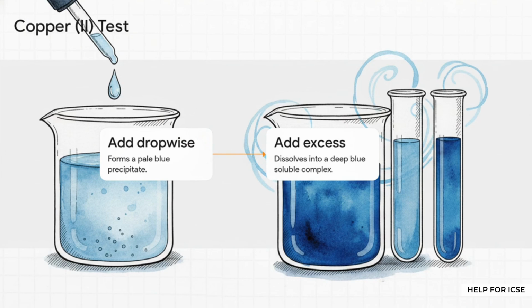But get ready for the dramatic reveal for copper. When you add ammonium hydroxide dropwise, copper forms that familiar pale blue precipitate. But keep adding excess reagent, and something amazing happens. The pale blue solid suddenly dissolves, completely vanishing to create this stunning, deep ink blue solution. This soluble complex, tetramine copper-2 sulfate, is a definitive, unmistakable fingerprint for the copper-2 ion.